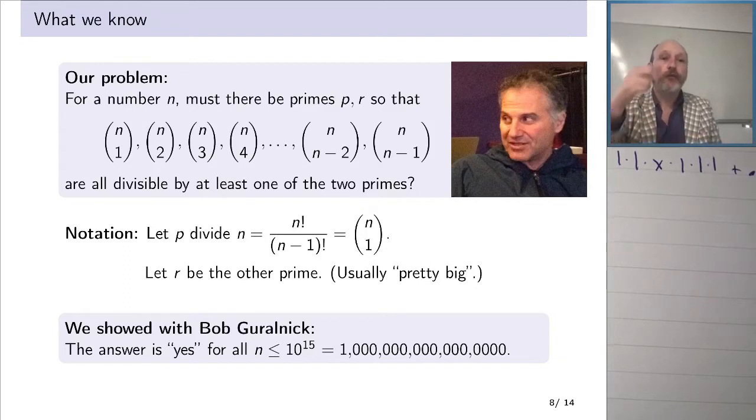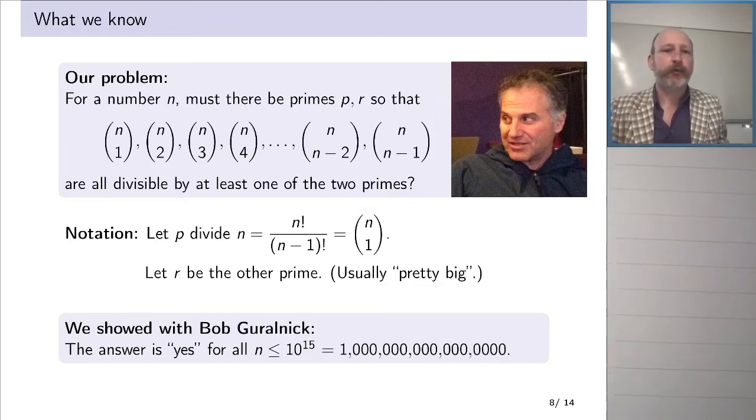In a preprint that just went up on the arXiv, the main preprint server for math, this year, we show that the answer is yes out to 10 to the 15th. That's one quadrillion. Let's see, you have 1,000 and then 1,000,000 with 6 zeros, a billion with 9 zeros, a trillion with 12 zeros. Yeah, so a quadrillion with 15 zeros. And I want to try to tell you sort of how we did this.